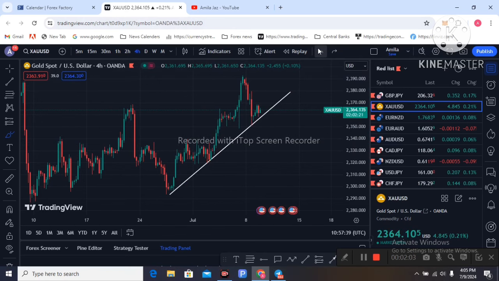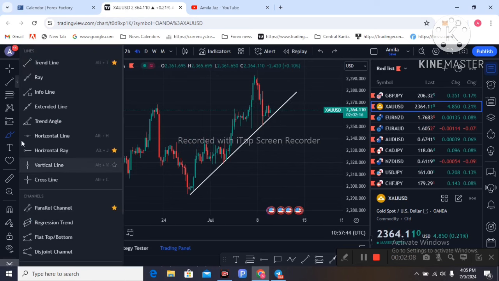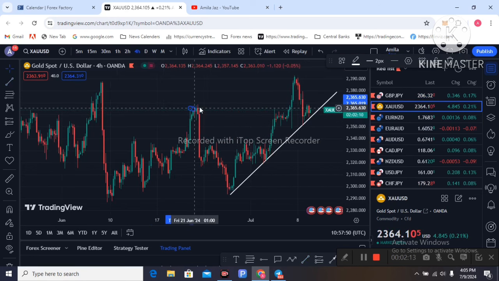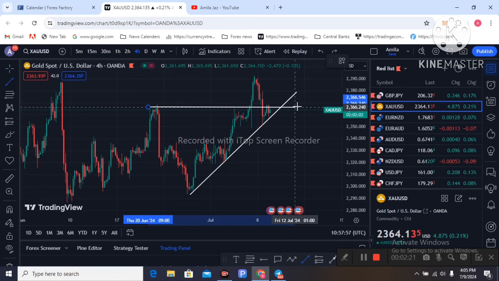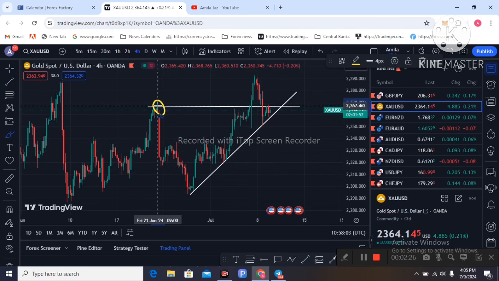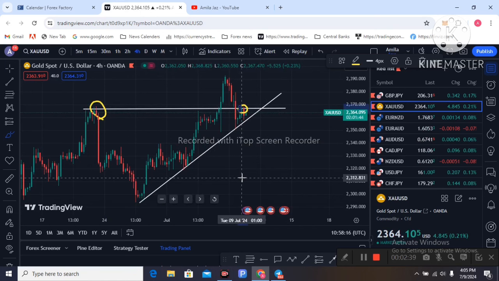You should remember that the trend line is the key area on the 4-hour chart, and also this is a strong resistance area. You can see the resistance area on the left side. So you can see this area is a strong resistance area on the 4-hour chart. The 2366-68 area is the strong resistance area. You can see price rejected from this area again.